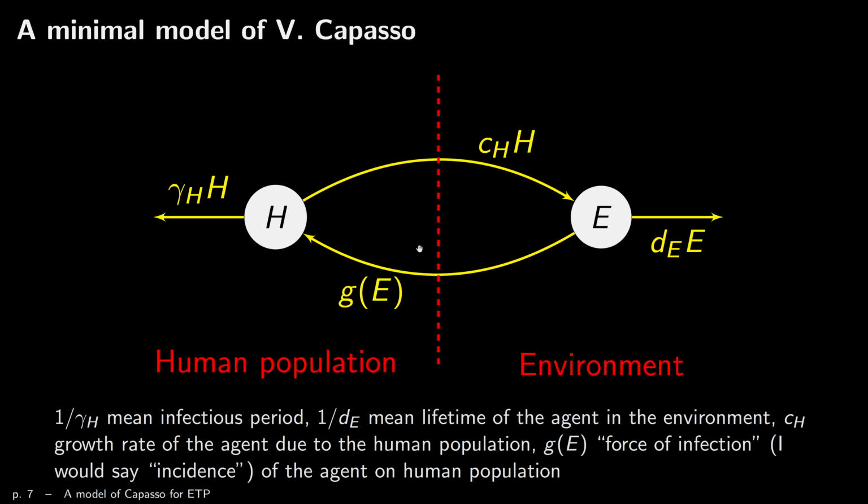And GE is the growth rate of the pathogen in the environment. It's essentially the force of infection. It tells you how much infection of humans results from the number of pathogens that are in the environment.